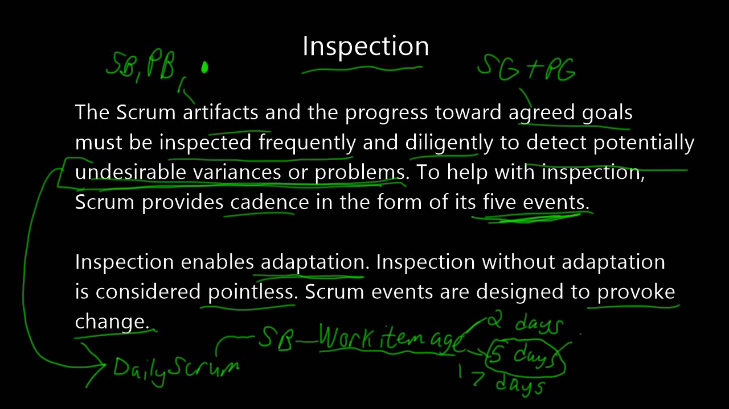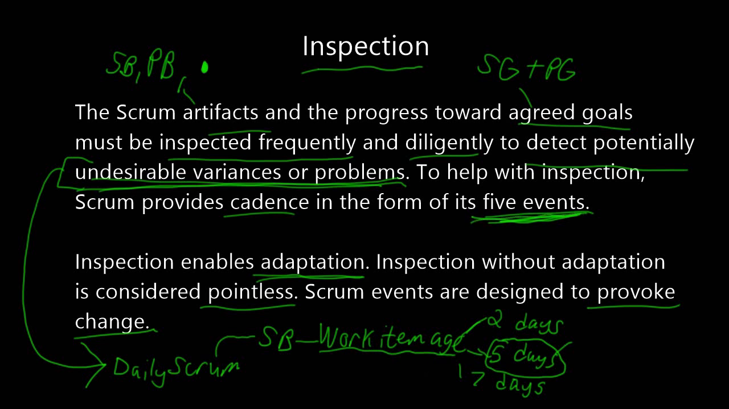What could we do? Maybe we could swarm this item. Maybe we could do pair or mob programming to really tackle this product backlog item so that we get it to done, so that we can hit our sprint goal. So that's one example of something to inspect at our 5 events in Scrum.